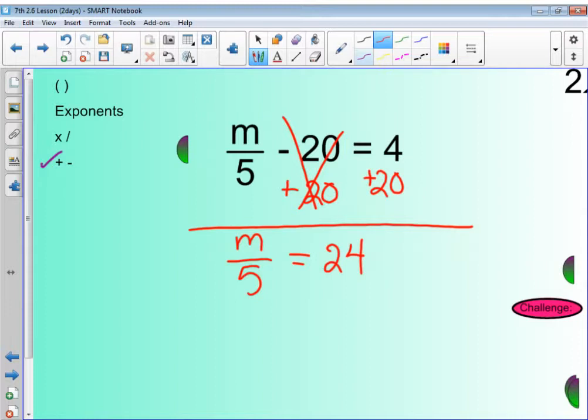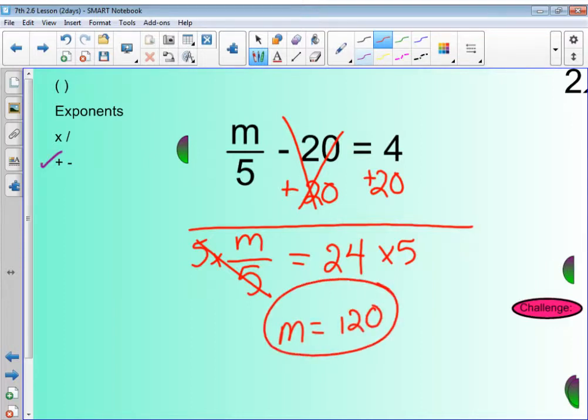Okay, so right now I have m divided by 5 equals 24. So we're going to go times 5. Times 5. I just found out that m equals 24 times 5 is 120. Okay, so I'm going to go ahead and give you one, and I want you to try this one independently.